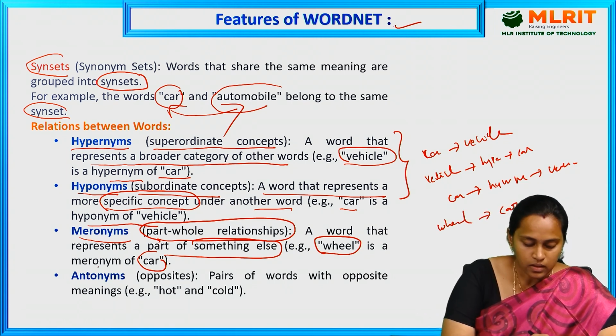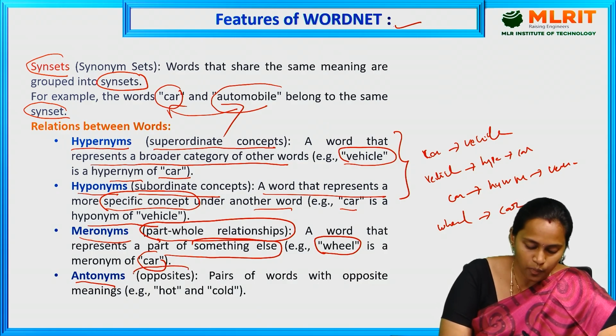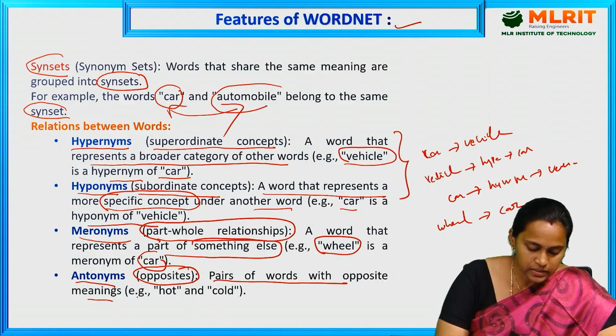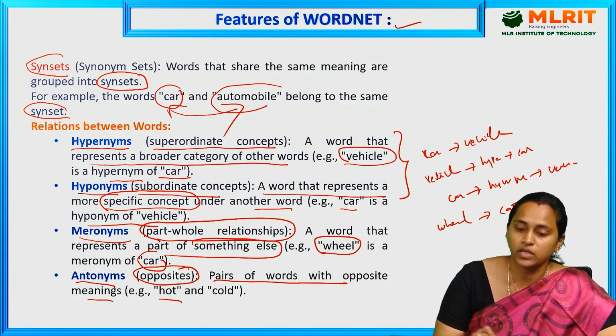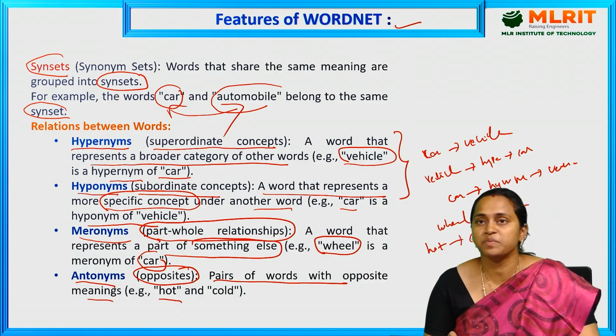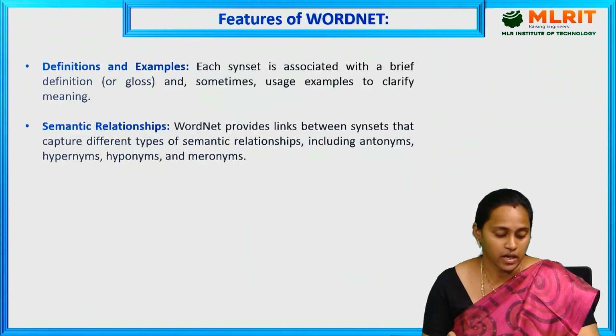Next see the next one, antonyms. What is the meaning of antonym? That means quite opposite. A pair of words with opposite meanings. Example, hot and cold. Antonyms means opposite meanings. These are some relations between the words: hypernyms, hyponyms, meronyms and antonyms.